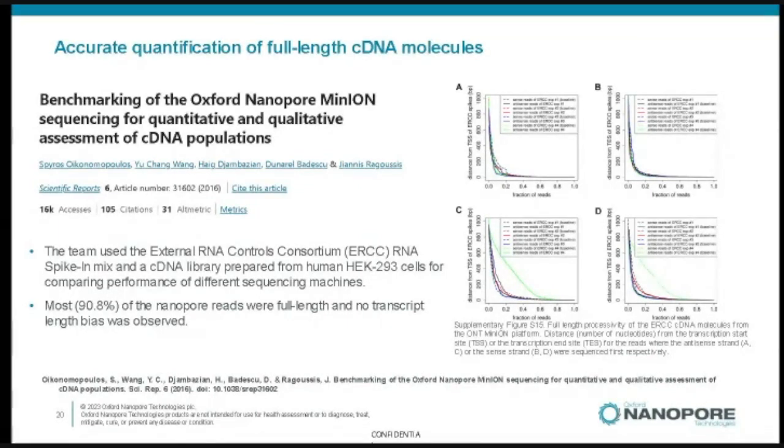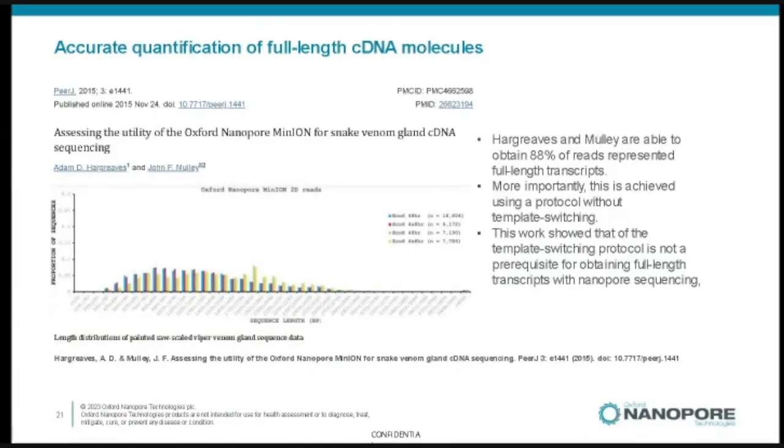This enables Nanopore sequencing to provide accurate quantification of full-length cDNA molecules. In comparison to the work from Oxford Nanopore just now, Hargreaves and Molly are able to obtain 88% of reads representing full-length transcripts by using Nanopore. But more importantly, this figure is achieved using a protocol without template switching. So this work shows that template switching is actually not a prerequisite for obtaining full-length transcripts when you're using Nanopore sequencing.